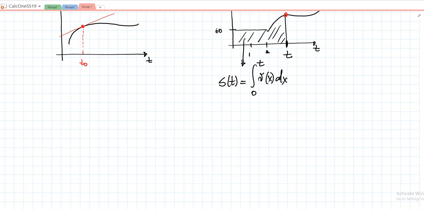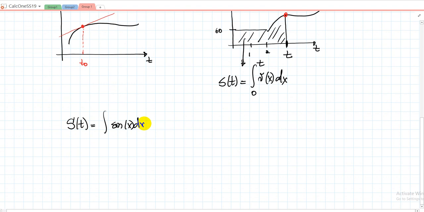For example, let's say s of t is equal to the integral of sine of x dx from 0 to t. First, I will integrate this and take the derivative, and secondly, I will use the fundamental theorem of calculus to answer the question. Using the fundamental theorem of calculus 1, what does it tell me?